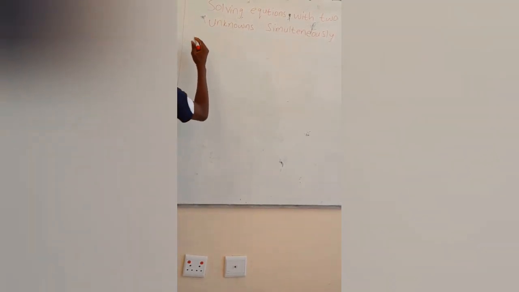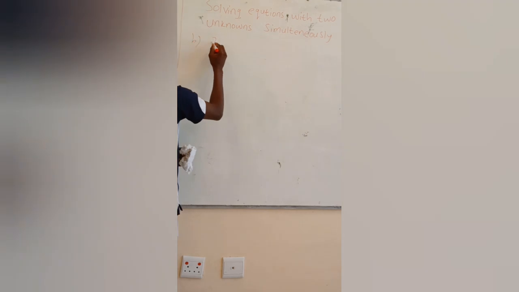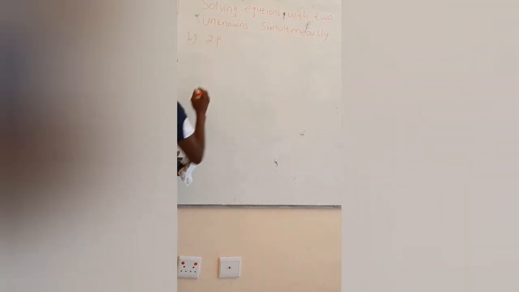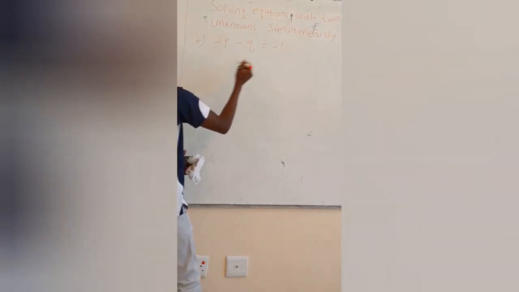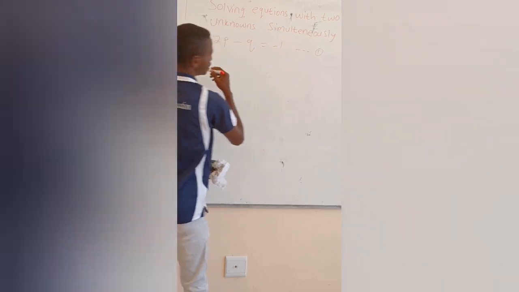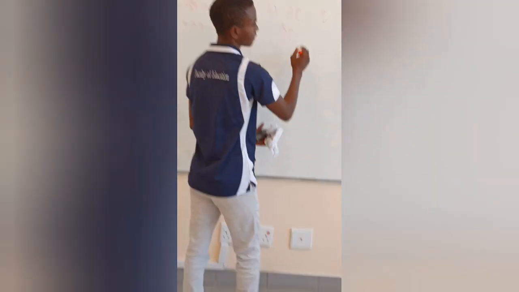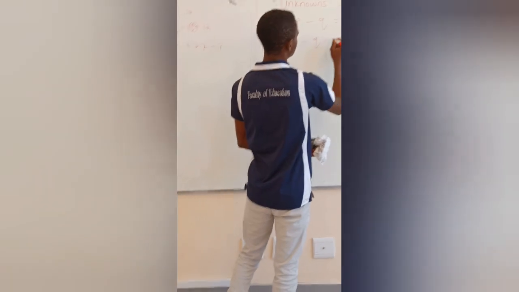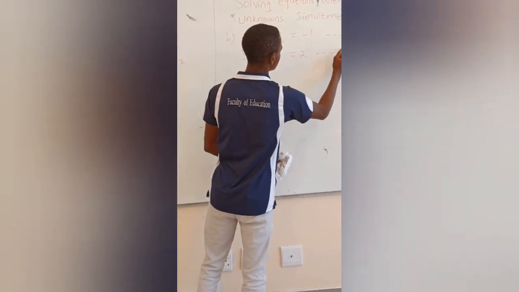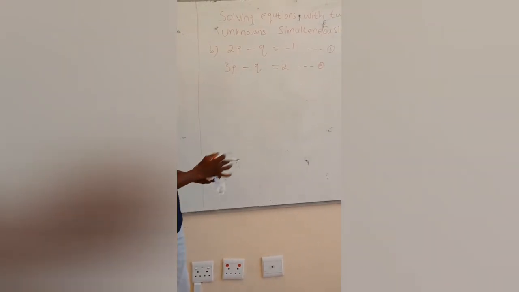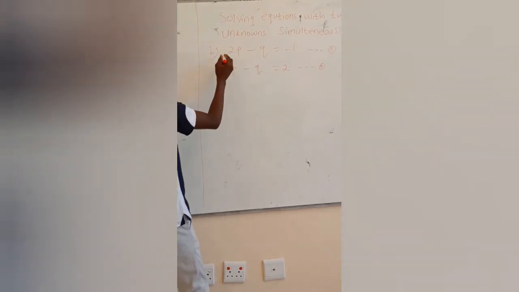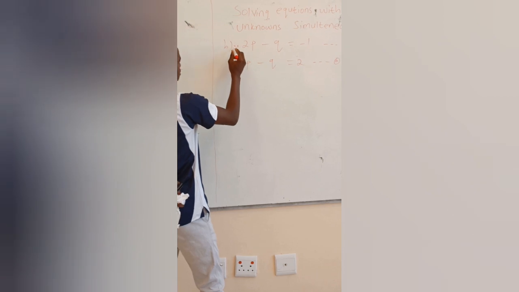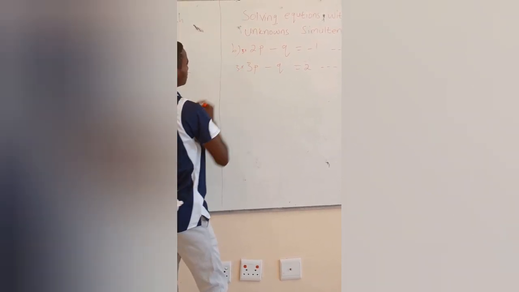Okay, B. We have B. We have 2p minus q is equal to negative 1. That is our equation 1. And we have 3p minus q is equal to 2. That is our equation 2. So we are still using the elimination method. We just have to make the first term the same by multiplying, here by 3 and here by 2.